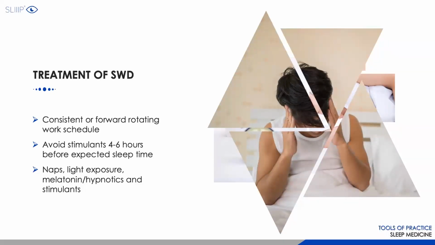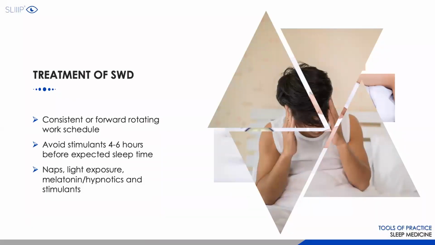And then the next shift after the daytime shift. A forward rotating schedule is a lot easier for each patient to acclimatize to, as opposed to one that's inconsistent or backward rotating, because then you're asking them to fall asleep earlier when they can't. You want to avoid stimulants 4 to 6 hours before the expected sleep time, or the time they wish they could sleep. Now, what we can do for shift work disorders, one is naps.